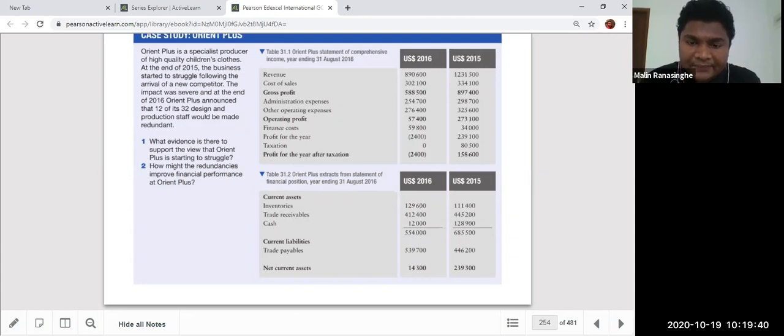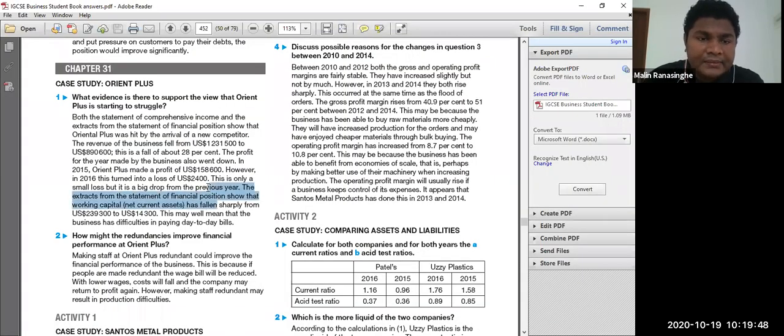Let's look at this answer, chapter 31, the one which I highlighted. What evidence is there to support the view that Orient Plus is struggling? You can see both the statement of comprehensive income and the extract from the SOFP show that Orient Plus was hit by the arrival of a new competitor application. The revenue of the business fell from US dollar 1.2 million to 890,000, and this is a fall of about 28%. So you can find out the difference of that.